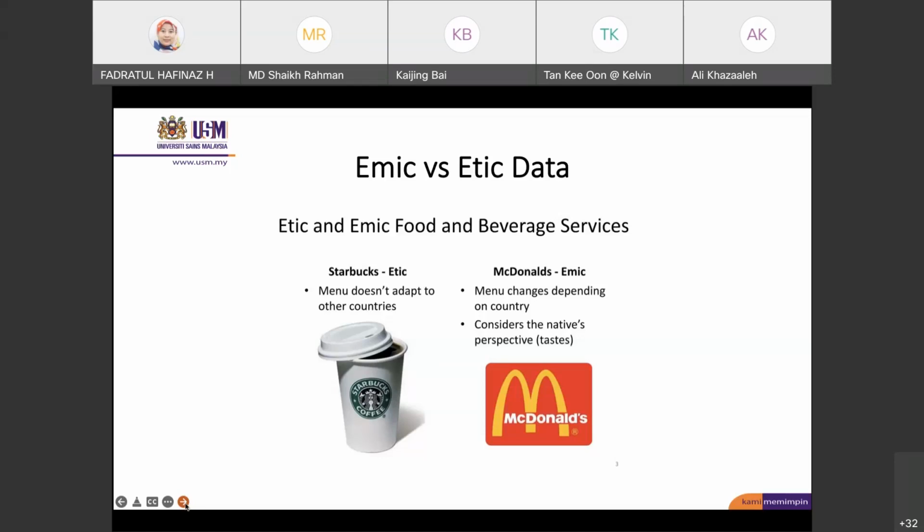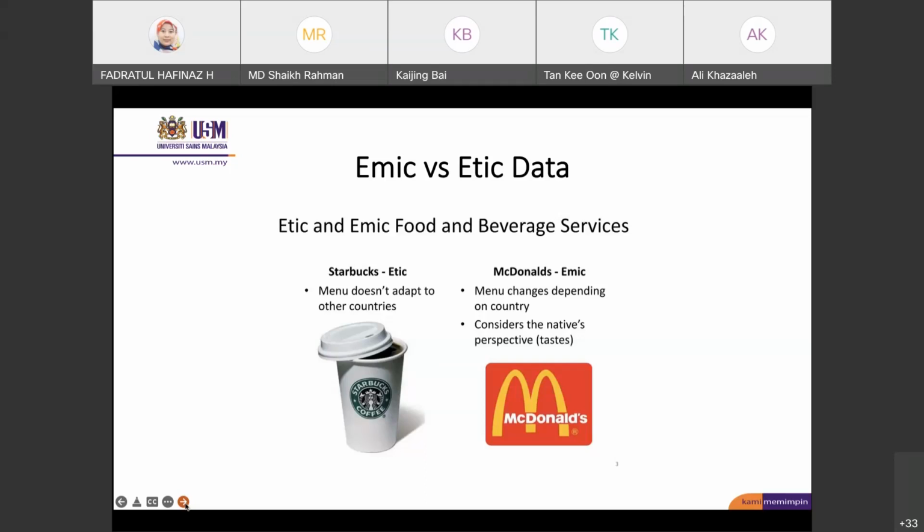So for the etic, if you go to Starbucks, normally the menu, especially the coffee, does not adapt to other countries. They are very predefined menu, right? However, if you go to McDonald's, the menu changes depending on the country. For example, McDonald's now has a nasi lemak menu, but you won't find it if you go to McDonald's in Canada, because McDonald's uses more emic data. It follows the culture of the countries, while Starbucks does not.